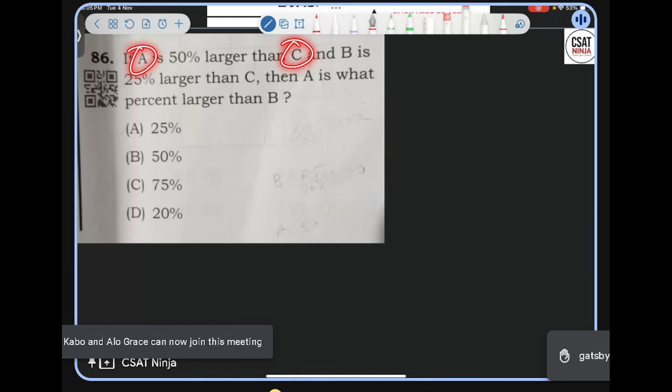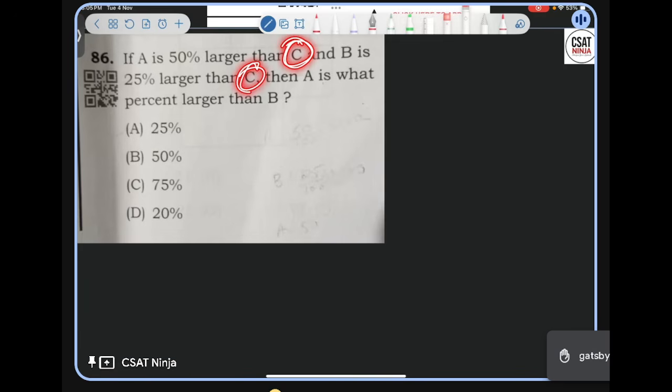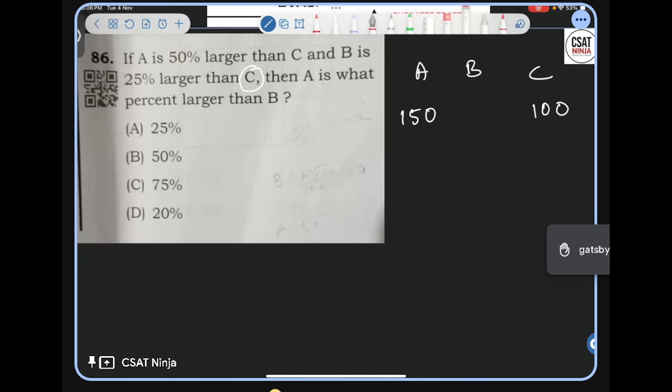In this type of question, A is compared with C and B is also compared with C. So when there is a comparison type of question, always assume the common term, which is C here. I have A, B, and C, so I'll assume C as 100. A is 50% larger than C, so A will be 150.